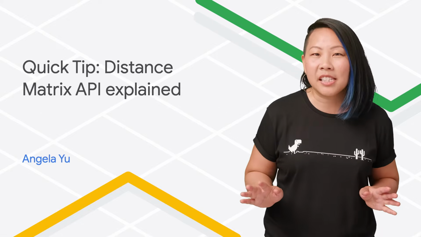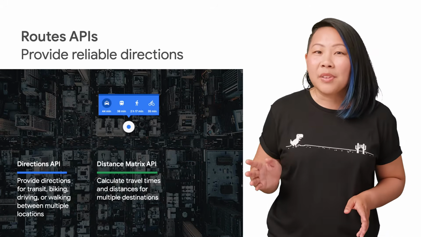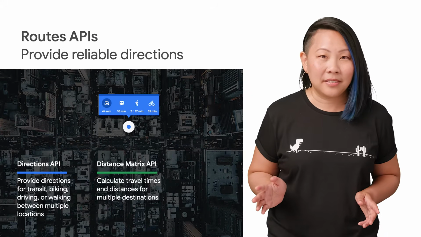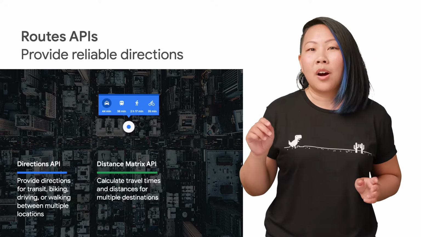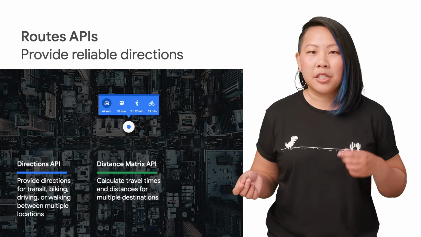Let's take a look at the Distance Matrix API. This is something I was really impressed by when I learned about it. It's great if you have more complex use cases than a single origin to a single destination. Remember how I said the Directions API takes just one origin and one destination?